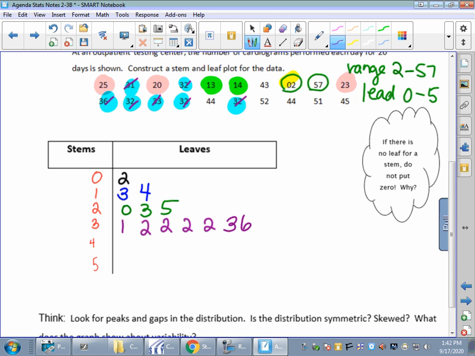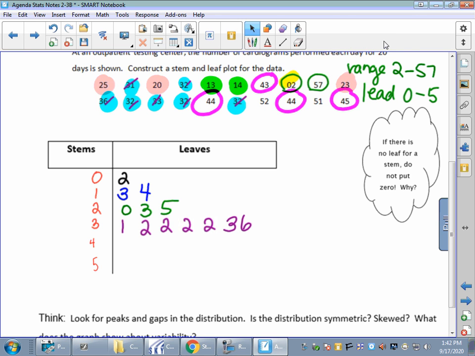For my 40 anythings, I've got 40, 40, 40, 40. 4 of them. So put them in order. I've got a 3, 4, 4, 5. Everybody's getting the idea, right? And then for my 50s, all I've got left is a 51 and a 52 and a 57. So 1, 2, 7. If I count up all of my leaves, it should be the same as my number of pieces of data. It should be 20.